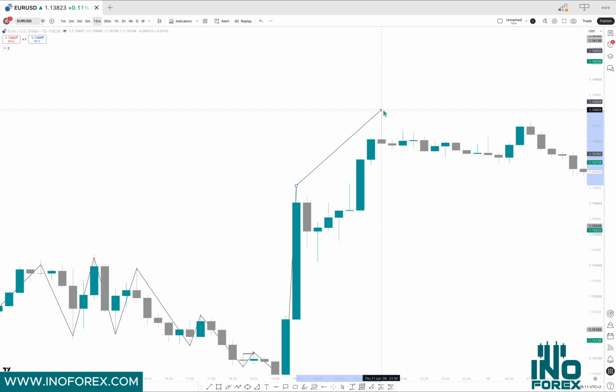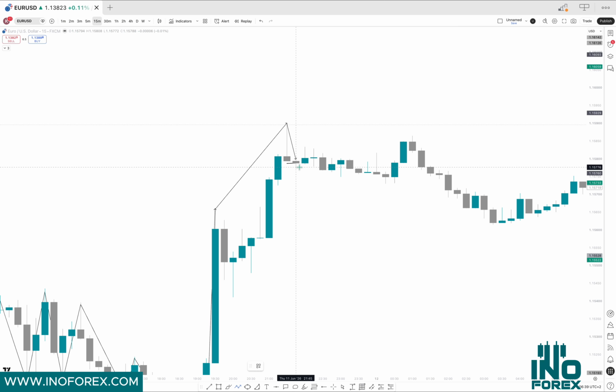So again market continues to push to the upside and here market creates another pullback. Why is this a valid pullback? Because market breaks the previous candlestick low. Again market pushes to the upside. This is a valid pullback. Those are small pullbacks and market creates another pullback. Again market pushes up, creates another pullback, and then again pushes down, creates another pullback. This is another pullback.